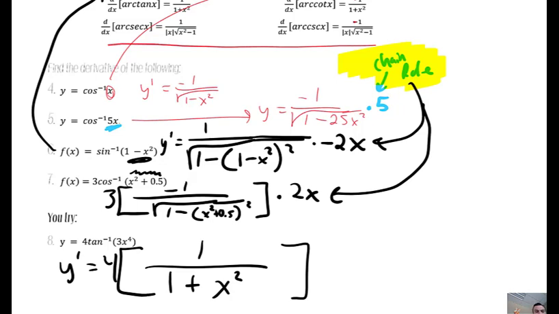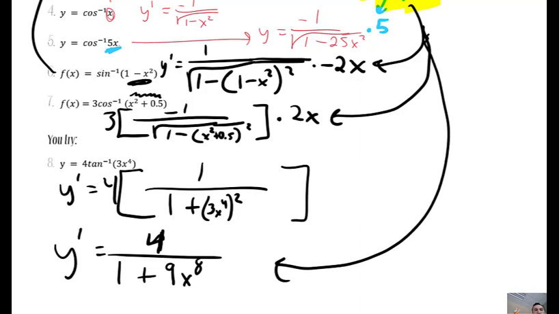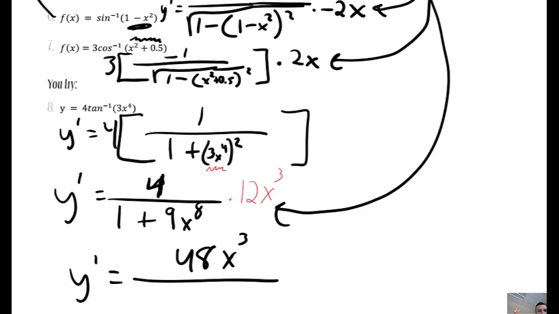But instead of x, we're inputting 3x to the 4th, and so I would probably go ahead and just multiply the 4 over, of course. And then if I square this, this would be like 9x to the 8th. And if you get that, you're pretty close, but unfortunately, you forgot the chain rule. So chain rule, this is the inside part here. Chain rule is 12x to the 3rd. So the answer you needed in the end would be 48x to the 3rd over 1 plus 9x to the 8th. That's what you're aiming for.